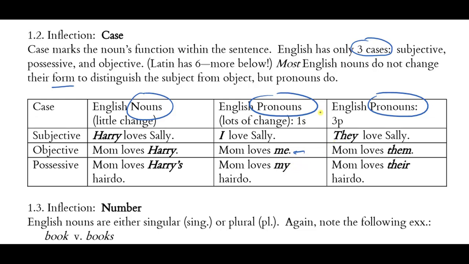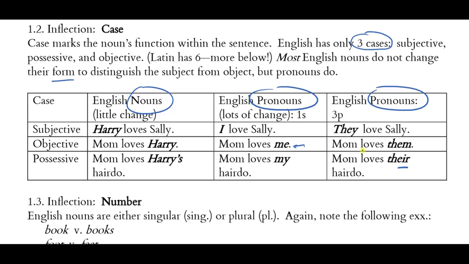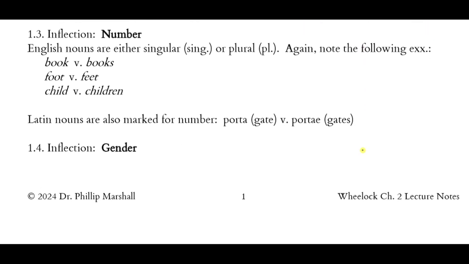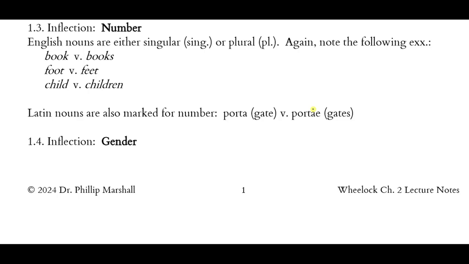And then with they, the third plural pronoun, we see they as subjective. They love Sally. Mom loves them. There's the objective form, not Mom loves they. And then Mom loves their hairdo. There's my possessive form, not Mom loves they hairdo and Mom loves them hairdo. All right. So that's case in English. We do have the remnants of a case system on the pronouns.